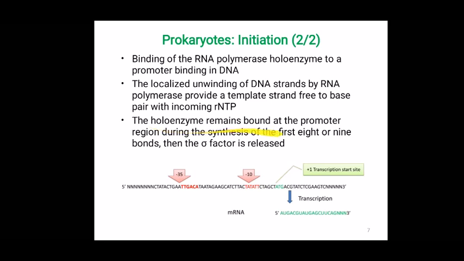The holoenzyme remains bound at the promoter region during the synthesis of the first 8 or 9 bonds. Then the sigma factor is released and chain elongation continues without the presence of sigma factor. So here we can see the upstream signature sequences present in the promoter region of prokaryotes. One is present in the -10 base pair region, another is present at the -35 base pair region, and the transcription initiation start site will be present here.